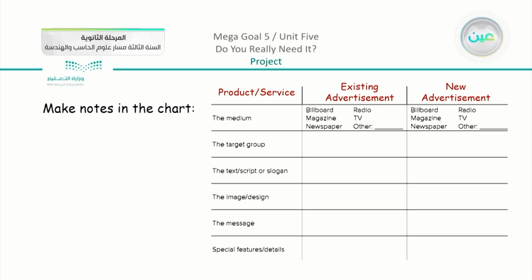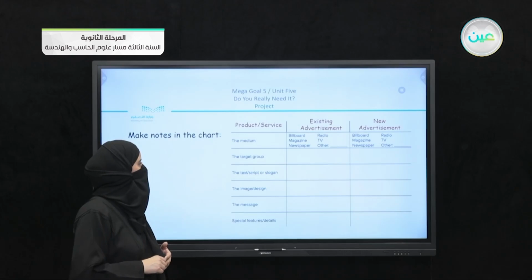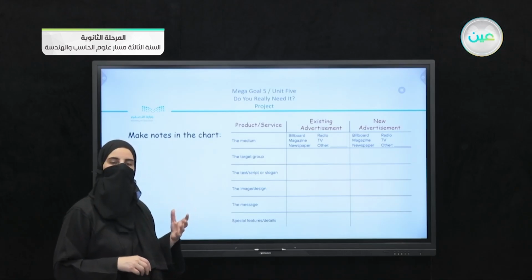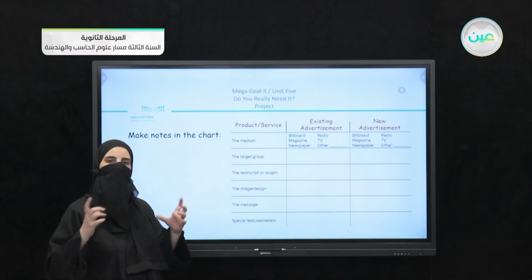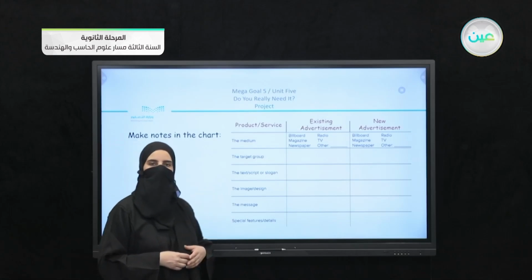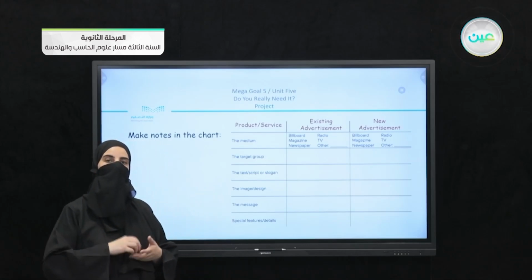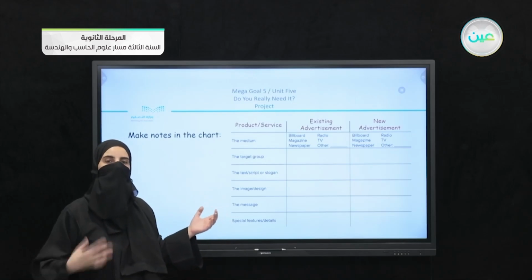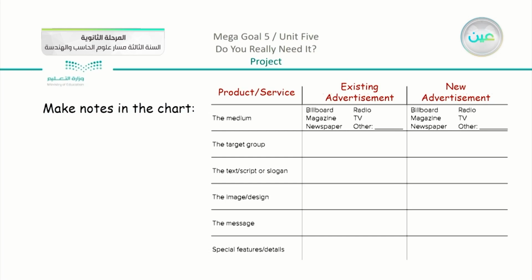The target group, who is it directed to? The text script or the slogan. So here you're going to see what is the script or what is written in general, what is the message that we have. The image or the design. So it depends on the product. You are going to write also what are the images or the designs that are used. The message in general, what is the aim here? And we have here special features or details if you're going to add. Now you are going to fill the first column here, which is about the existing advertisement that you have analyzed and talked about together.